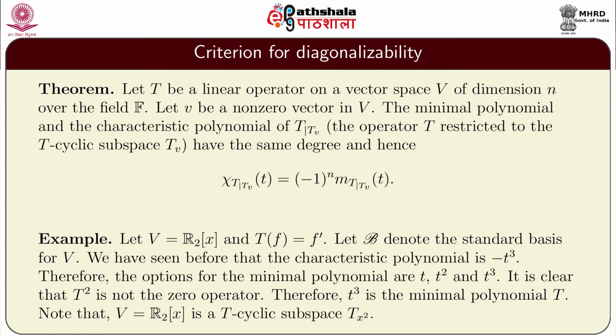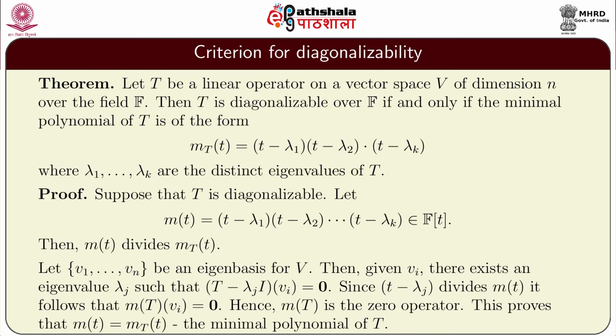So, the only difference in the minimal polynomial of T and the characteristic polynomial of T is in the sign, as you can see in this theorem above. And what is to be noted here is that the vector space R2[x] is indeed a T-cyclic subspace generated by the vector x square.